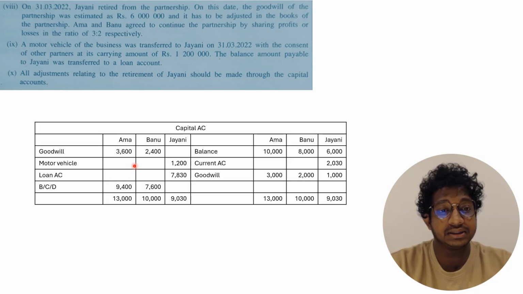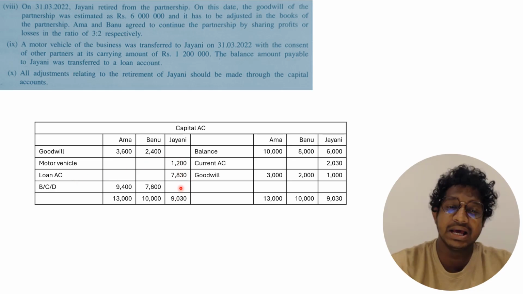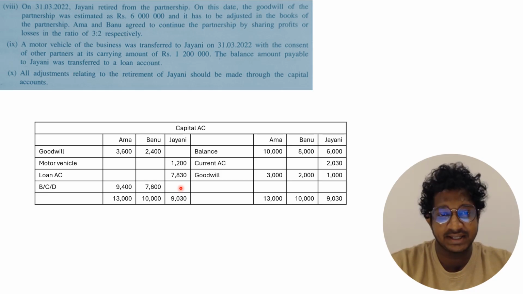And then when Jaini is retiring, she asked to transfer a motor vehicle worth 1,200. So in the capital account, debit motor vehicle 1,200, and the remaining balance is the balance that you have to transfer to the loan account. So that's it for this question as well.